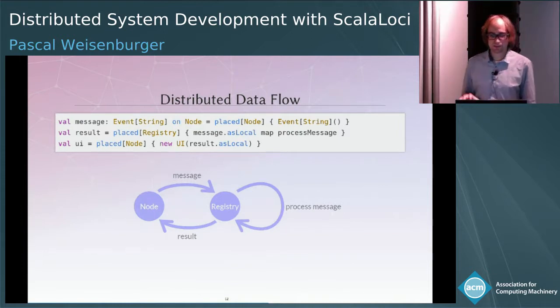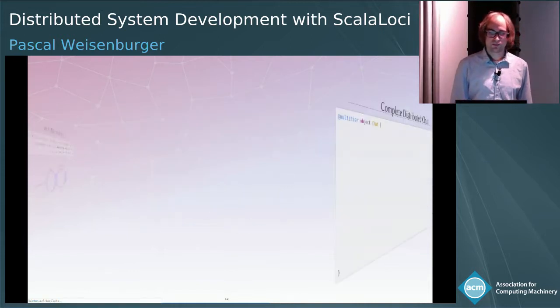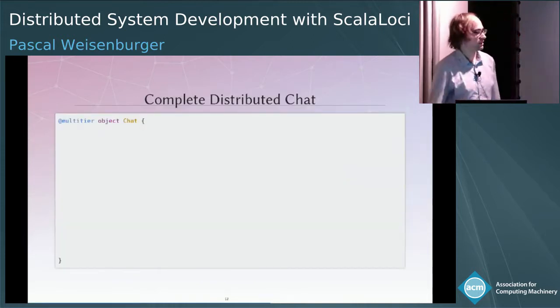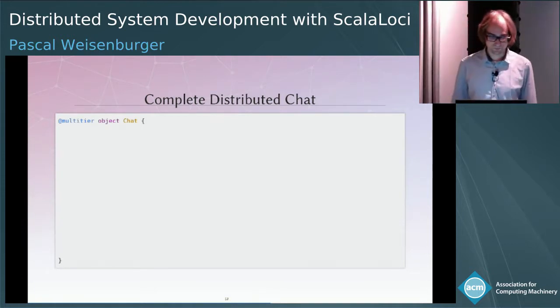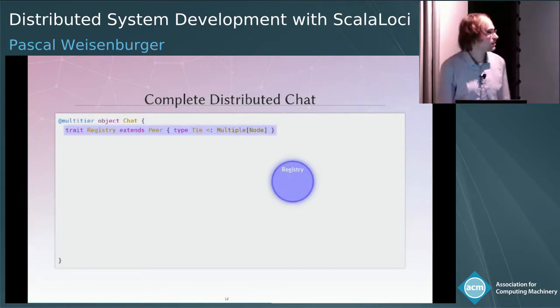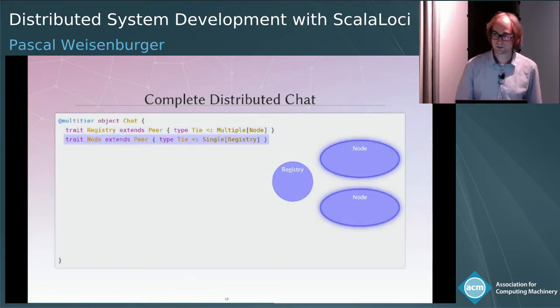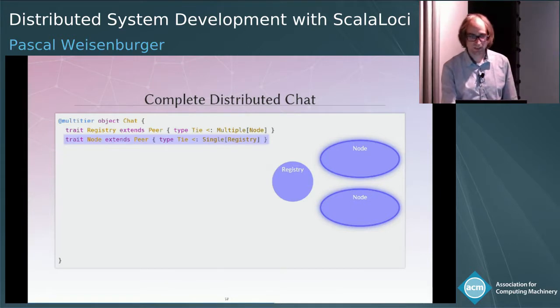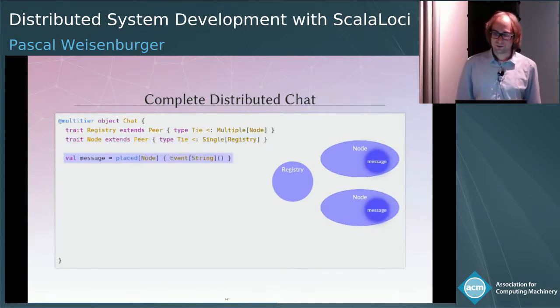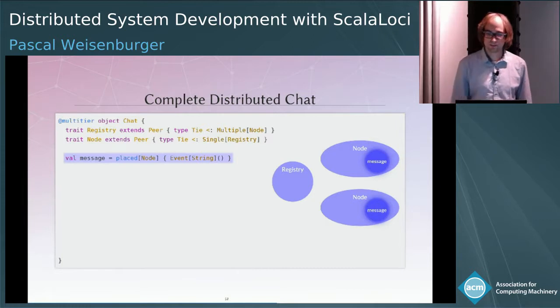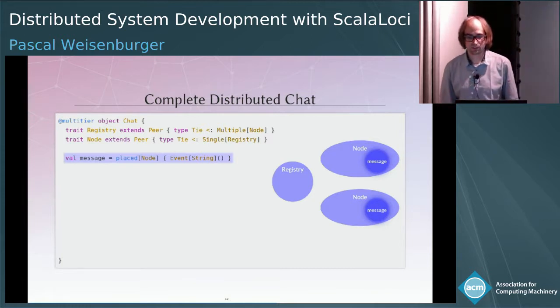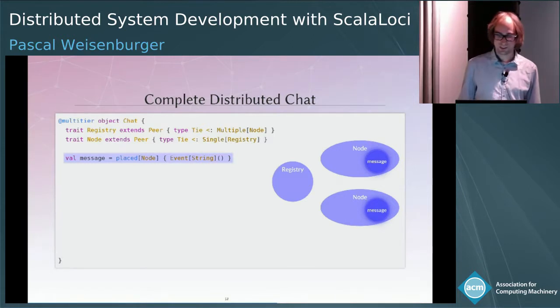Now let's put those things to use in a small but complete application where we use the event streams for communication across hosts. So here we implement a chat, where multiple nodes can chat with each other through a central registry. So first, we define the architecture, where we have the registry that has a multiple tie to nodes, and the node that has a single tie to the registry. And then we place the message event stream on the node. We've already seen this message event stream in the previous code snippets, which we use to express cross-host event-based communication.